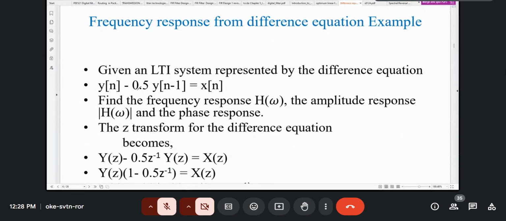So for the Z transform, you just do the Z transform of both sides. So this becomes Y of z minus 0.5 z to the power of minus 1 Y of z is equal to X of z. I think nobody has a problem with this.